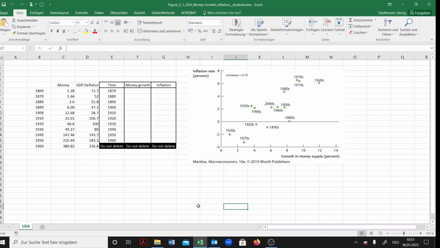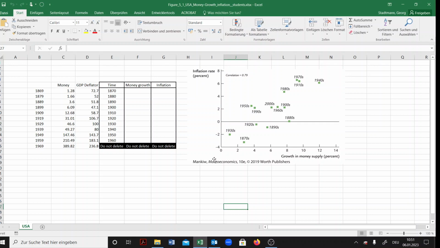So welcome everybody. I would like to talk once more about this regression analysis related to the quantity theory of money. We have the growth in money supply on the horizontal axis, and on the vertical axis we have the inflation rate. It seems to be the case that there is a positive relationship between the growth rate in money supply and the inflation rate.